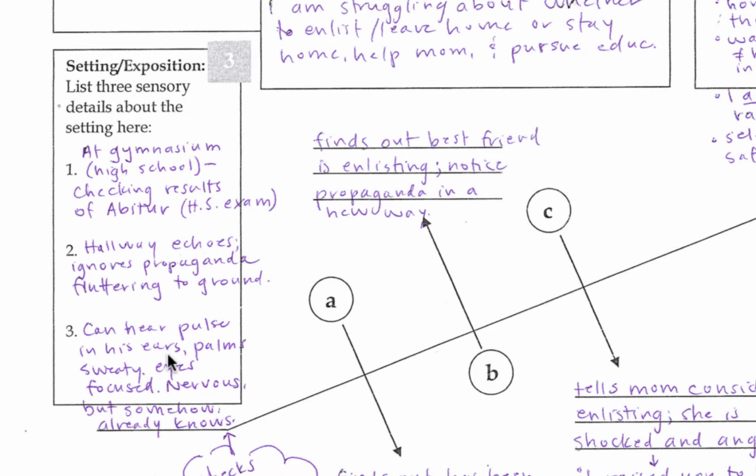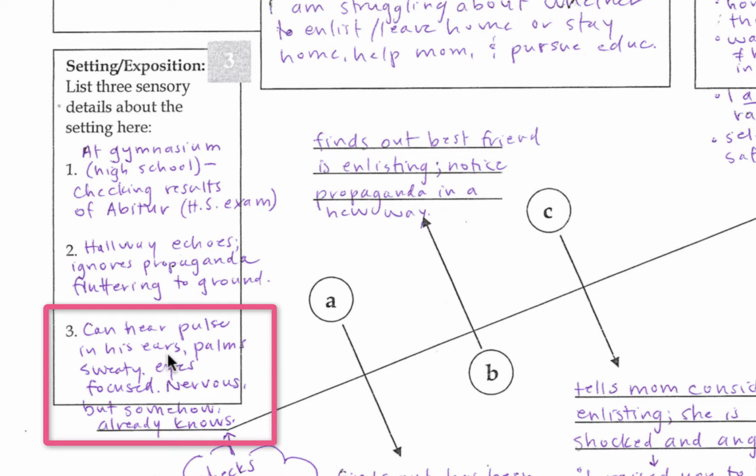As he gets closer and closer to this list of the people's scores on the test, knowing that the top of the list are the people who will get scholarships to this university, he's going to be able to hear his pulse in his ears. His palms are going to be sweaty, but his eyes are going to be focused straight ahead. He's nervous, but somehow he already knows that he's done well. He's going to get closer and closer to the list.